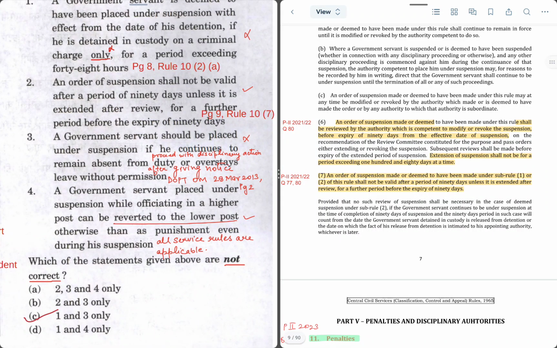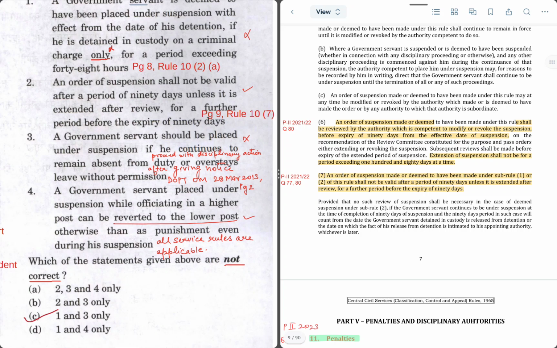Statement 3 says the government servant should be placed under suspension if he continues to remain absent from duty or stays on leave without permission. This has been repeated frequently. In these cases, as per DOPT OM dated 20th March 2013, on page number 2 you can see that the government servant should not be suspended, because in that case he has to be paid allowances, but disciplinary action should be taken against him. He should be given a notice to report. If he does not report, the authority should proceed with disciplinary action. So statement 3 is also wrong. So we have a right answer, which is 1 and 3 only.